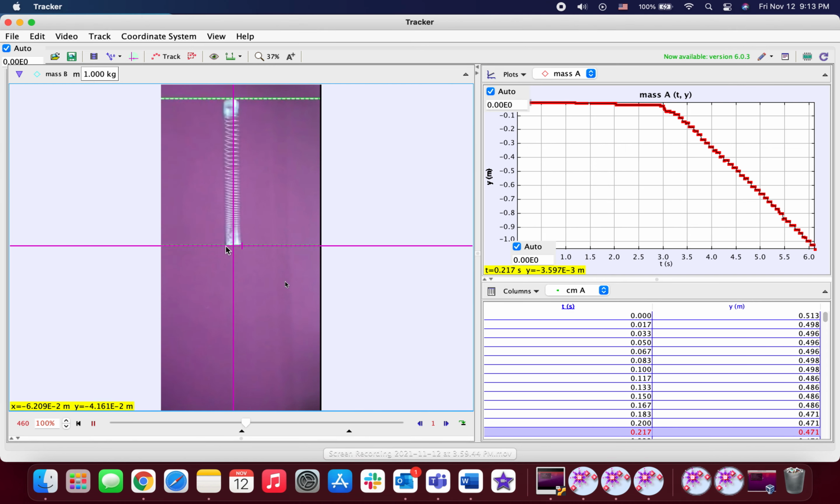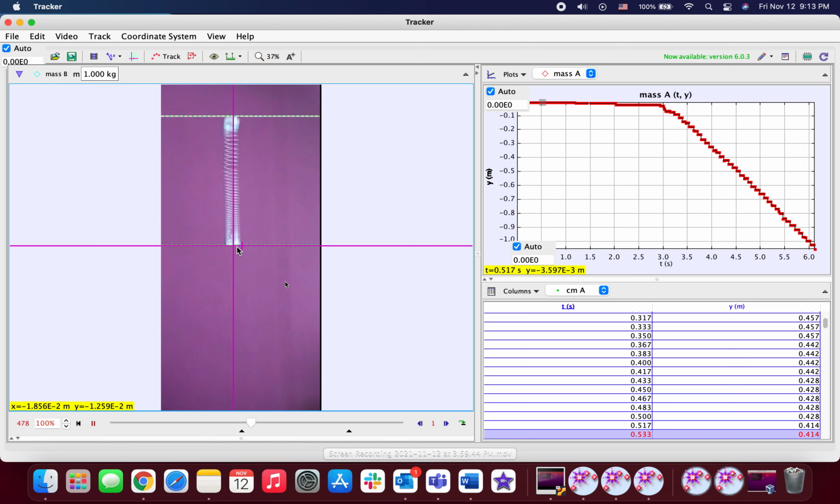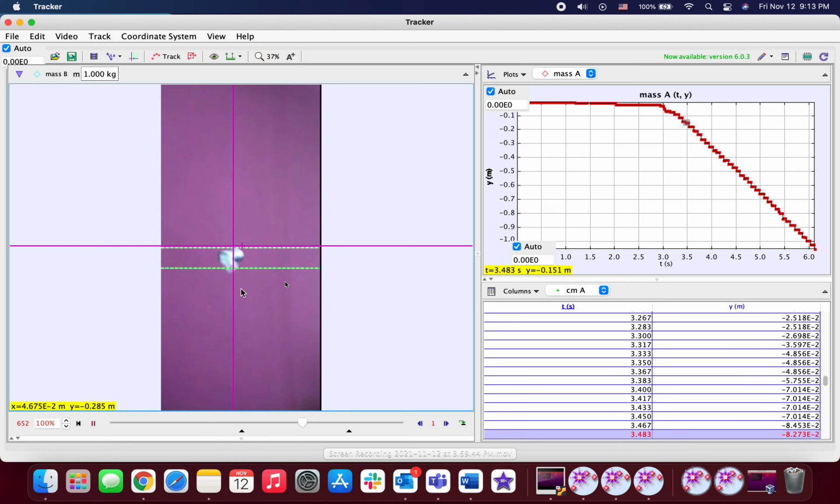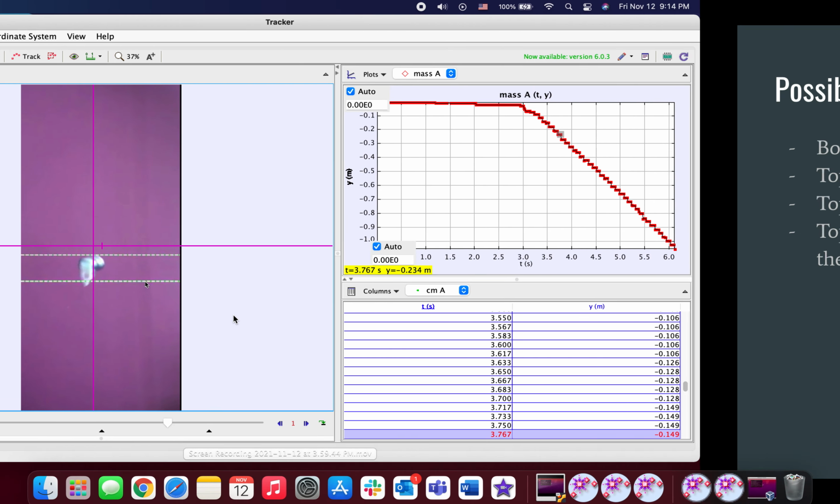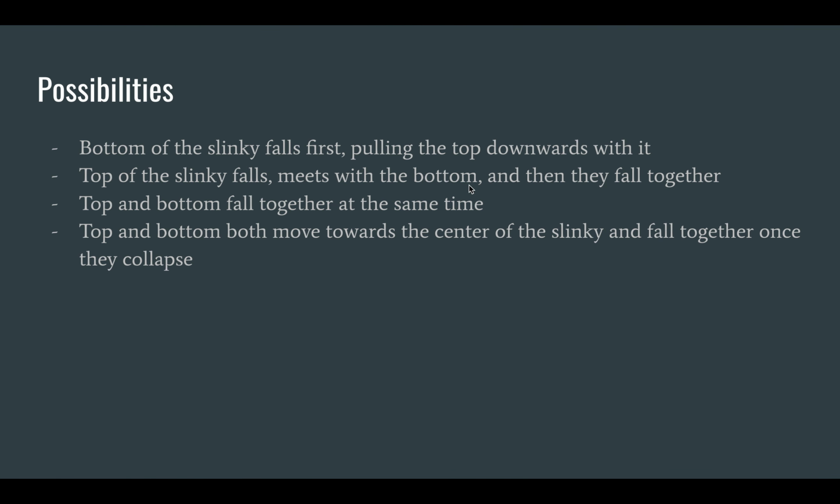We can see the bottom of the slinky is remaining stationary. It's not moving at all, while the top is moving at a relatively constant speed. The bottom is still not moving, still at the same spot it was at the very beginning, while the top is continuing to move down towards it. Once they collapse together and the top touches the bottom, they both start going down at the same time. And so the second possibility was the one that happened.